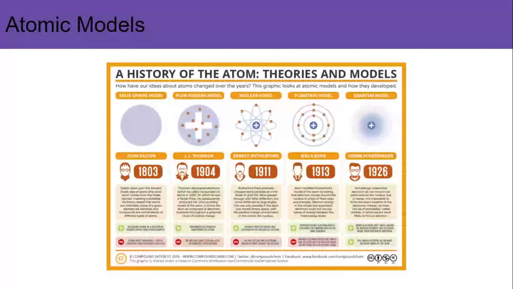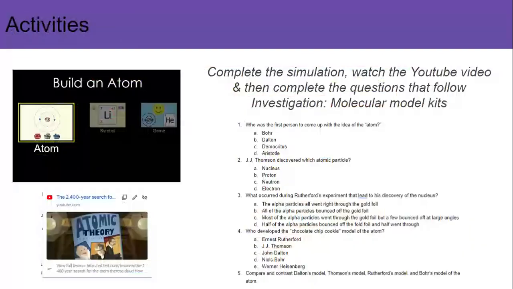So, this is a quick summary of the history of the atom and how the theory changed over time, starting with John Dalton with the solid sphere model, then the plum pudding model proposed by J.J. Thomson, the nuclear model by Rutherford, then the planetary model proposed by Niels Bohr, and the quantum model by Schrödinger as early as 1926. So, you can use this for some of your research activities.